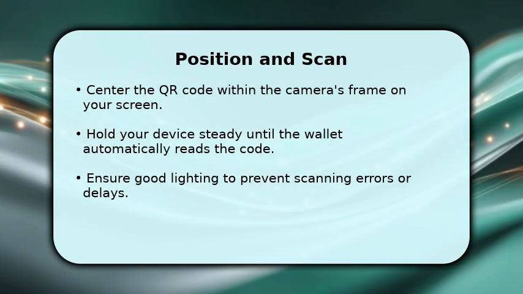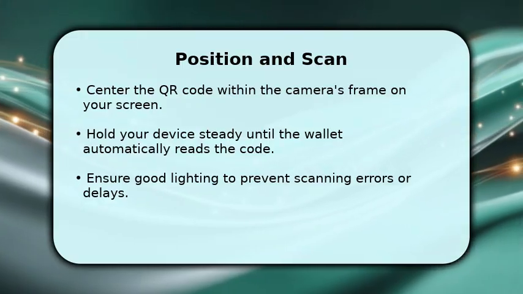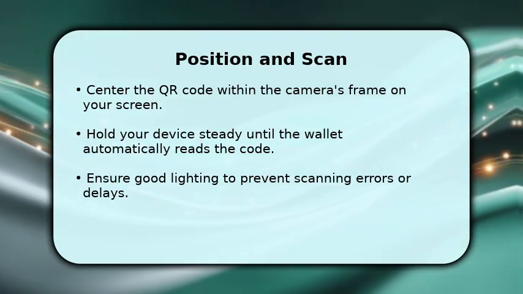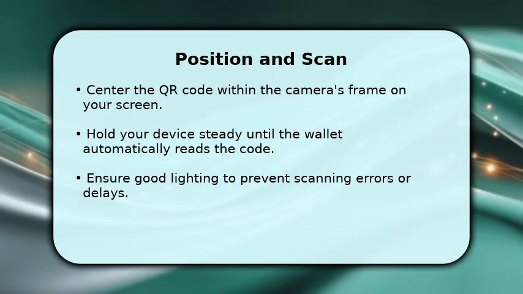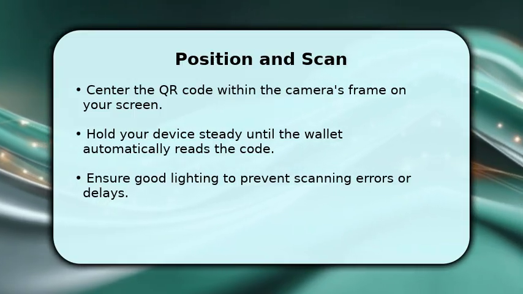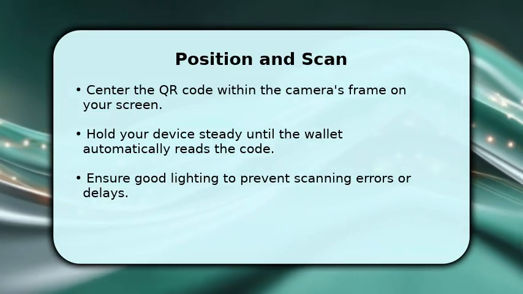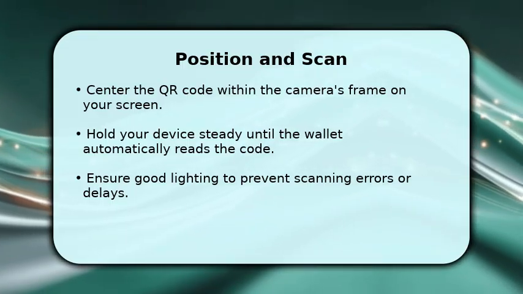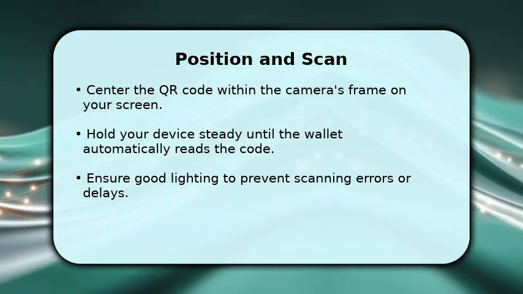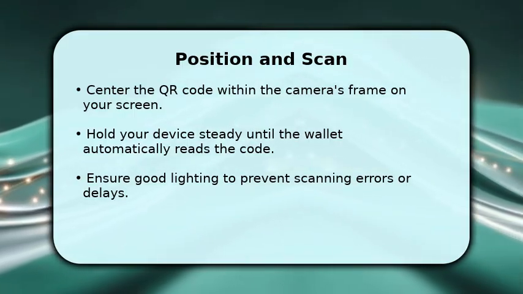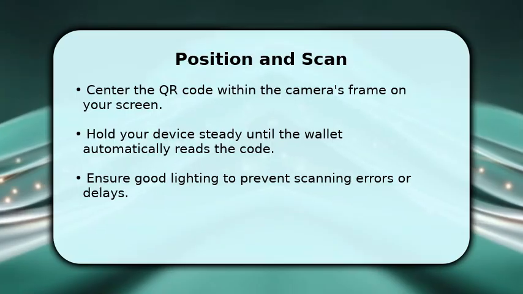Once your camera is active, carefully position your device so the QR code is centered within the frame on your screen. Try to hold your phone steady to allow the wallet to focus and read the code accurately. Good lighting is also important. Avoid shadows or glare that might obscure the code. The wallet should automatically detect and process the information once it has a clear view.